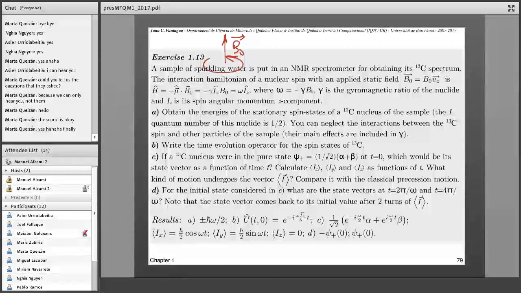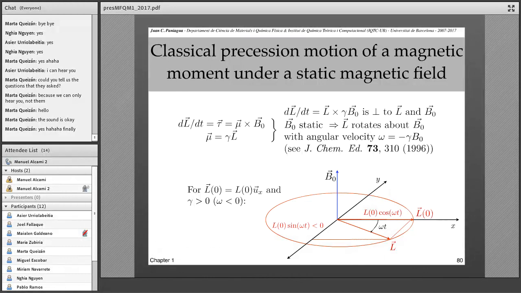And here I have a brief review of what happens in classical mechanics. In classical mechanics, the Newton law applied to a rotating system can be written this way. The derivative of the angular momentum with respect to time is the torque of the forces acting on the system. And if the system is a magnetic moment with an applied static magnetic field, then the torque is given, as you probably know, as the vector product of these two vectors.